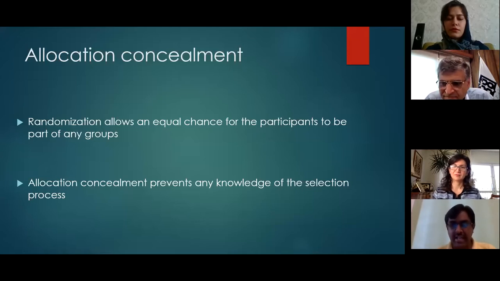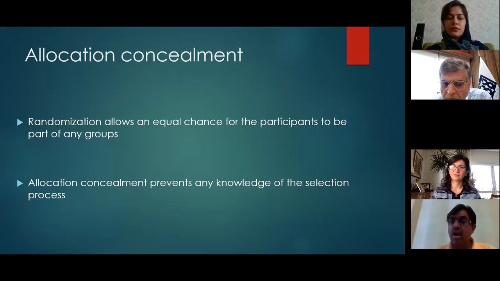The next is allocation concealment. For example, I want to know the effect of pre-medication on inferior alveolar nerve block. One group is placebo, another group is ketorolac, for example. The patient should not be aware which tablet they are taking, so we are masking that. For example, we create a capsule for the placebo also, so that the patient does not know which tablet they are taking. That is allocation concealment.